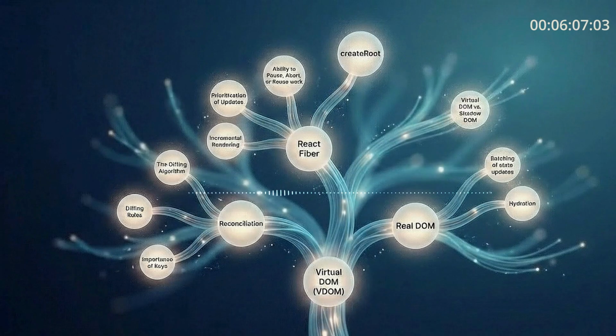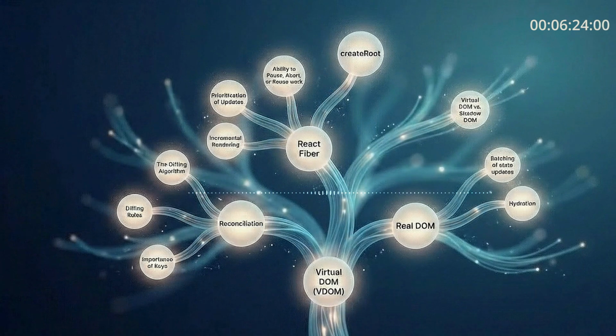But a key gives each item a stable identity. Yes. The key tells React, hey, this component is the same one as before, it just moved. So React can just move the underlying DOM node, which is incredibly fast, instead of destroying and recreating everything. Got it. Keys are non-negotiable for lists.